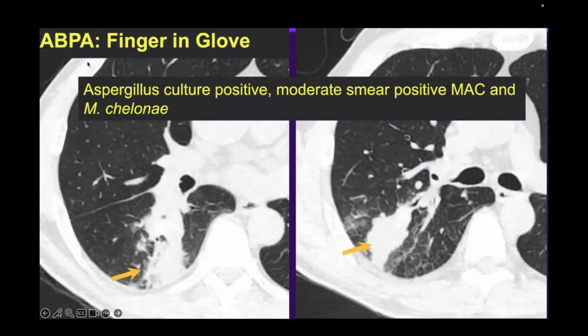Let's take a look at allergic bronchopulmonary aspergillosis. We typically think of the finger-in-glove sign, in which there's large central mucoid impaction within dilated bronchiectatic airways. And this patient had both aspergillus and nontuberculous mycobacteria within this region.